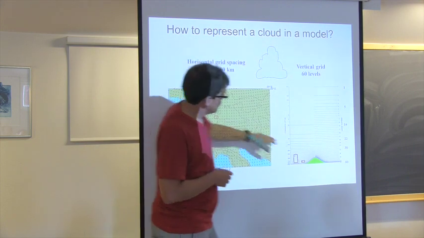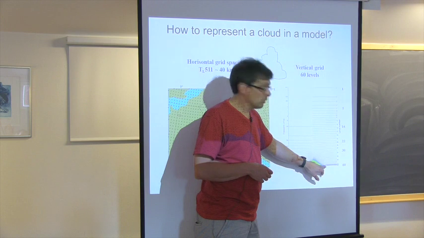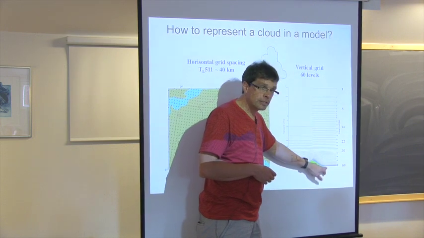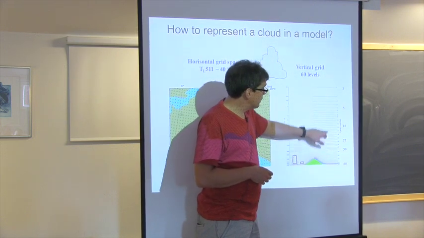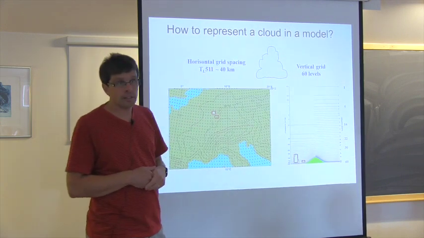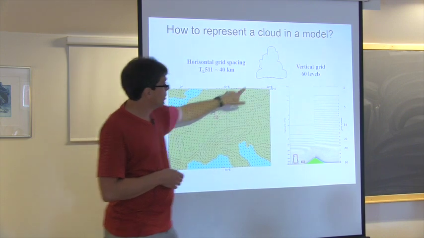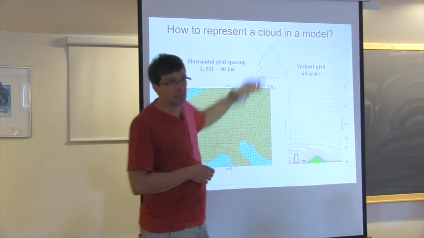Such a model can have a vertical structure looking like this, with maybe 60 levels in the vertical going from the surface. Quite many layers down here, a little bit less up here, and they go all the way up to, say, 80 kilometers or something like that. High altitudes. How should we describe now our little nice cumulus cloud in this model?